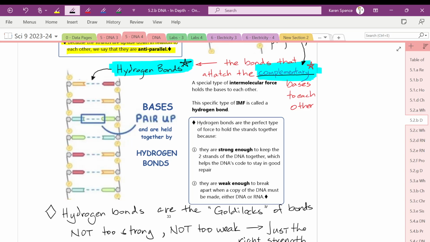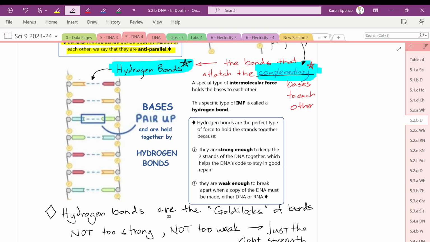What that means is that in holding those two strands together, if I had a covalent bond, covalent bonds are really strong. Yes? Can you imagine? Hold your hands together really tightly and try pulling apart. If you're holding on tightly, it's difficult. That's like a covalent bond. So if you needed to open up those two strands, you wouldn't be able to do it because the covalent bond would be too strong.